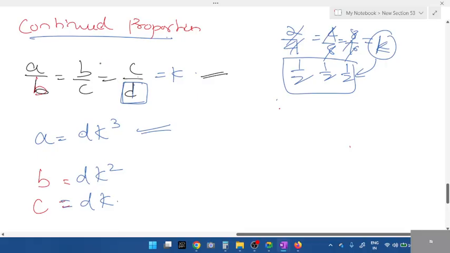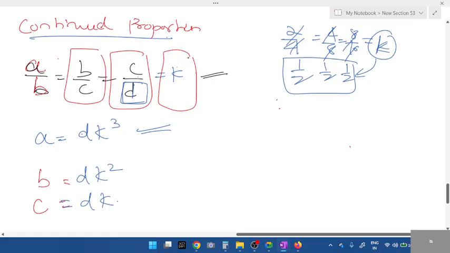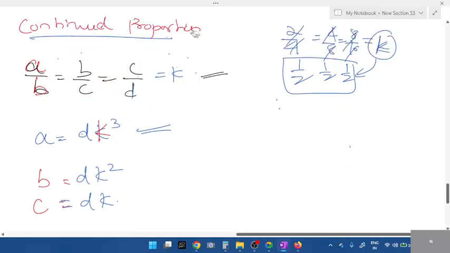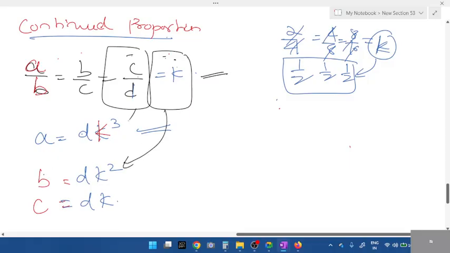And how to remember this, student? See, A and K. After A, how many values are there here? After A, there are three, right? Three. So remember D into K cube, there are three. Look at B. Take all the numerators. From B to K, what's the gap, students? From B to K, how many values are there? Two values. So for B, it is K square. K cube, K square, K.